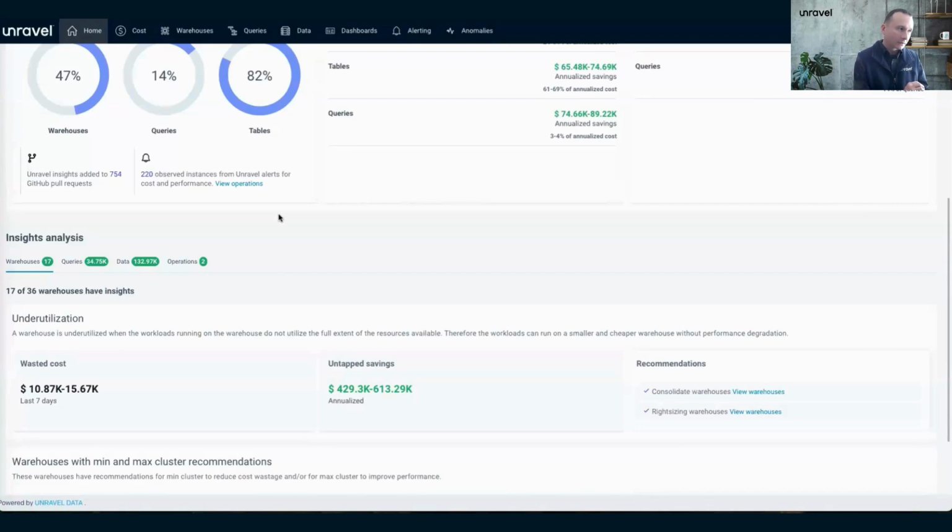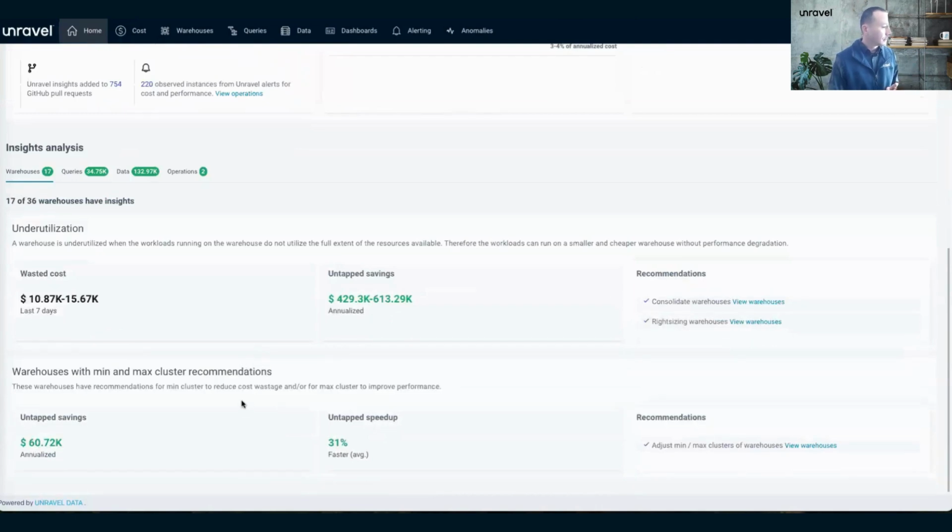Going back here to the home screen. Oh, one more thing. Let me go to the bottom. Okay, because you'll notice there's another section down here that we didn't touch on yet. This is that scale out use case. So we give you recommendations on minimum and maximum clusters for your warehouse. And then here's some unrealized, untapped savings. And oh, by the way, maybe some untapped performance gains as well. So we're giving you those recommendations as well.